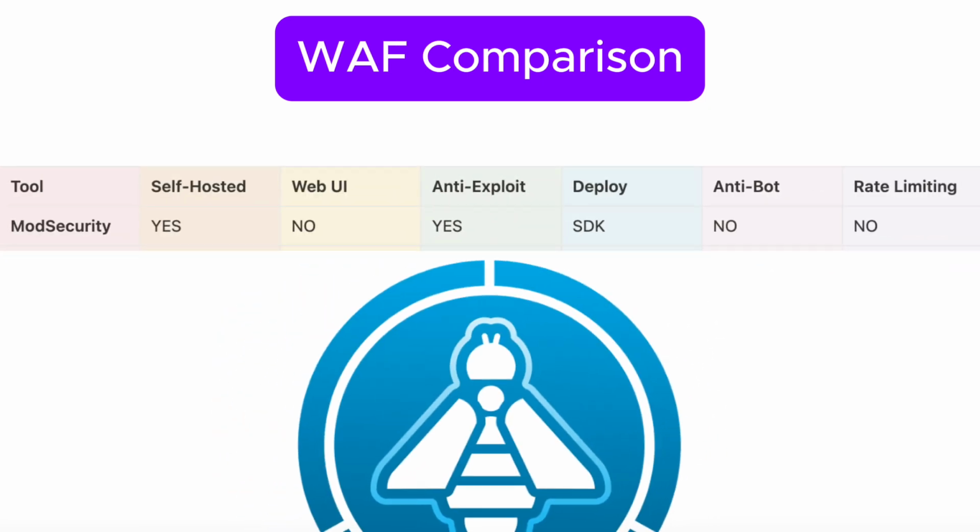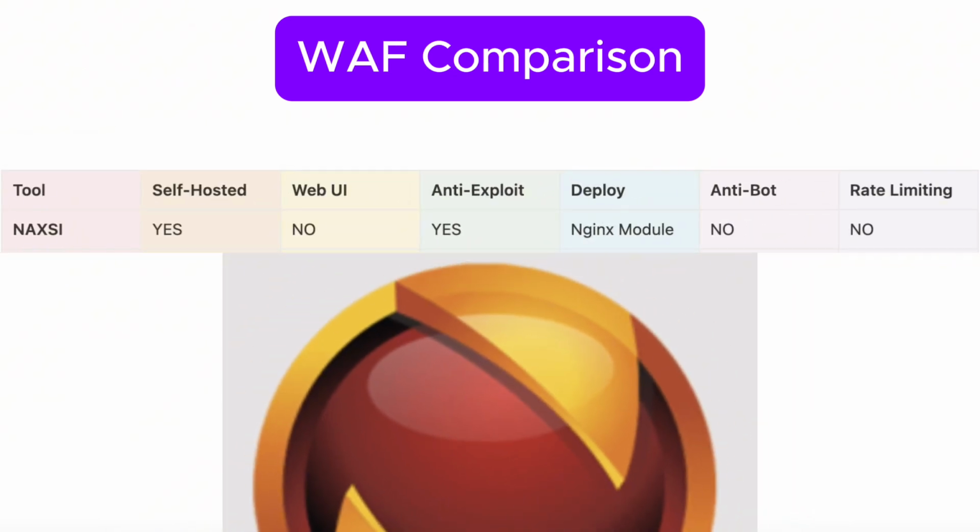ModSecurity is an open source WAF that operates as an SDK for integration into web applications. It is self-hosted and offers anti-exploit protection but lacks a web UI, which can make it more challenging to manage for non-technical users. ModSecurity does not offer built-in anti-bot or rate-limiting features, which limits its effectiveness in stopping bots and controlling excessive traffic. NAXSI is a self-hosted web application firewall that integrates as an Nginx module. It provides anti-exploit protection but lacks a web UI, making it less user-friendly for those looking for a simple management interface. NAXSI also does not have anti-bot or rate limiting features, which means additional tools may be necessary for full bot protection and traffic control.